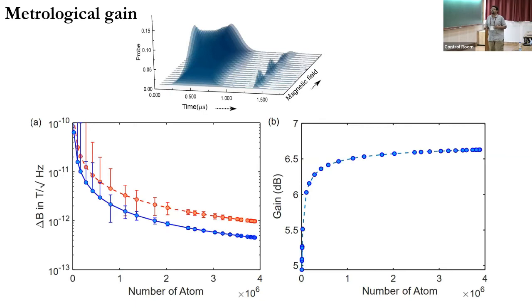The sensitivity of magnetic field measurement we have here is around picotesla, and this is the gain of the sensitivity with respect to the lower probe and the higher probe.